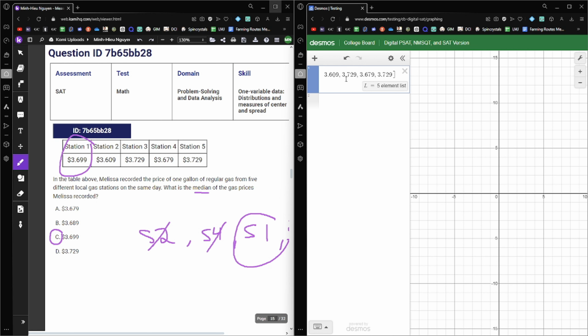Alright, there we go. That's all of the prices in. Then you're gonna do median L, and you get that the median is 3.699, which is the same as C.